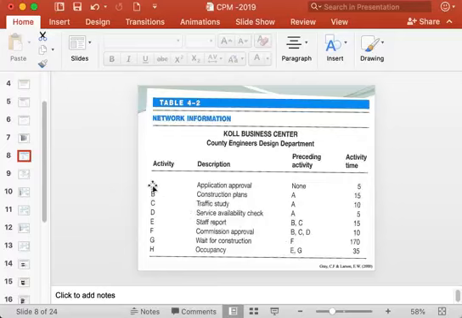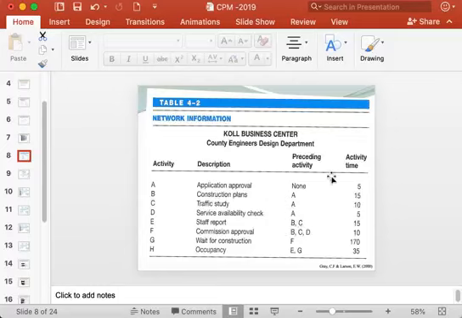Like for example, to start activity A, it is showing preceding activities as none. That means to start activity A, there is no preceding activity. So this is the first activity. Now to start activity E here, for example, there are two preceding activities here, B and C. So that means activity E can start only after completing B and C. So on and so forth.